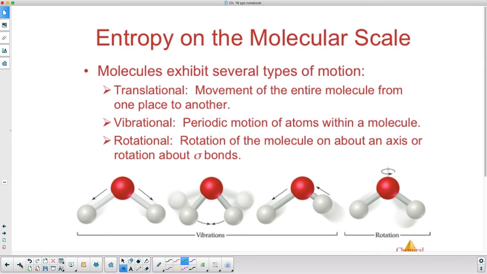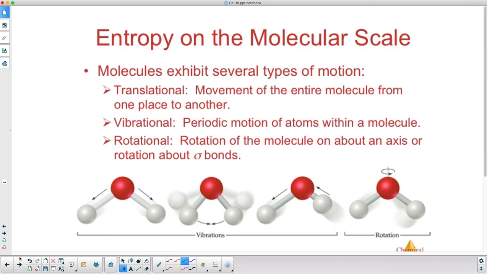So let's continue on. We'll explain more as we go on. Translational, moving from one place to the other. Vibrational is what we're talking about down here, and rotational. So translational, vibrational, rotational, those are the 3 different types of movement.